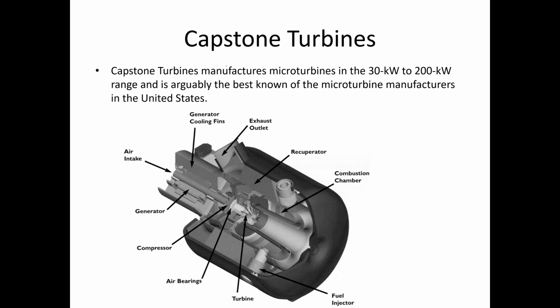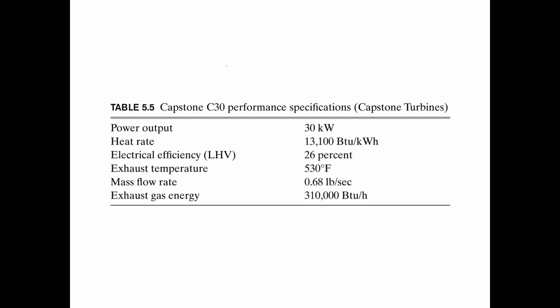The rest of these are just other examples. Here's something called a Capstone turbine. They manufacture on the lower power end, 30 kilowatts to 200 kilowatts, and they are known as one of the best microturbine manufacturers in the US. Here are their basic characteristics: 30 kilowatt power output with a 13,000 BTU per kilowatt hour heat rate, efficiency around 26%, with an exhaust temperature of 530 Fahrenheit.